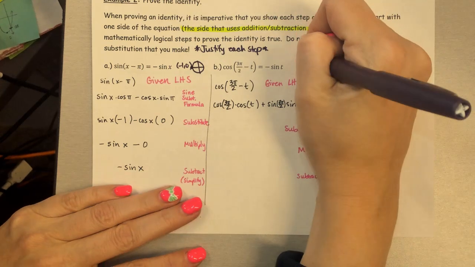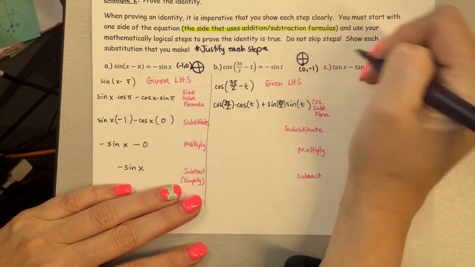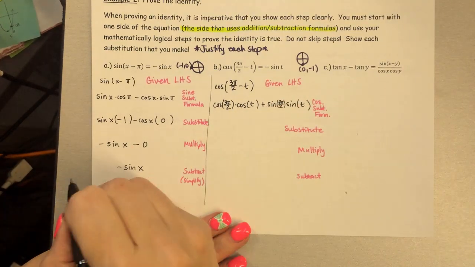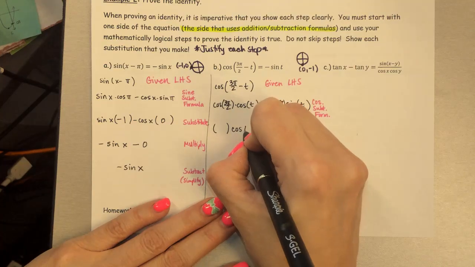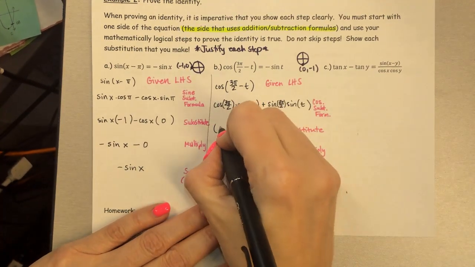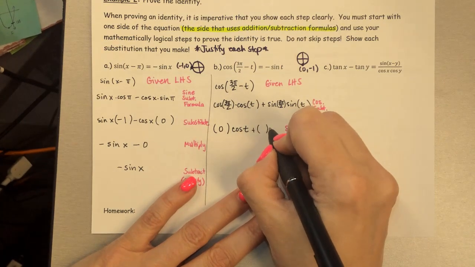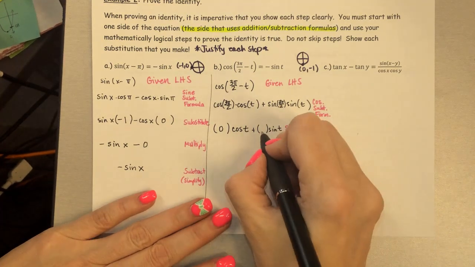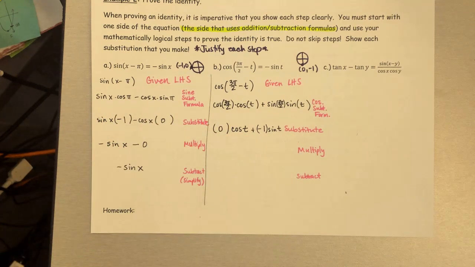Okay, so when you substitute, think of your unit circle. 3 pi over 2 is right here, so 0, -1. The cosine is your x value, so when you substitute, you're going to have something times the cosine of t. You're going to plug in the 0. Plus, you're going to substitute your y value. So your y value is -1. Okay, and then see if you can write out the last 2 steps from there.